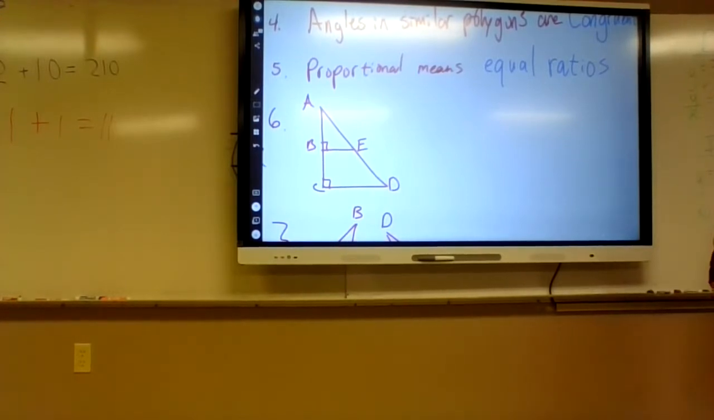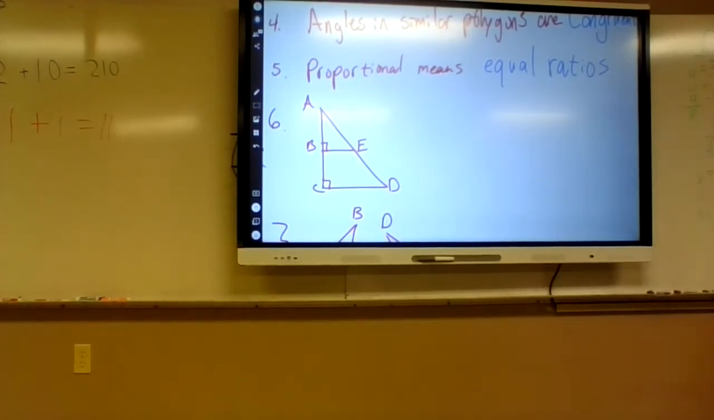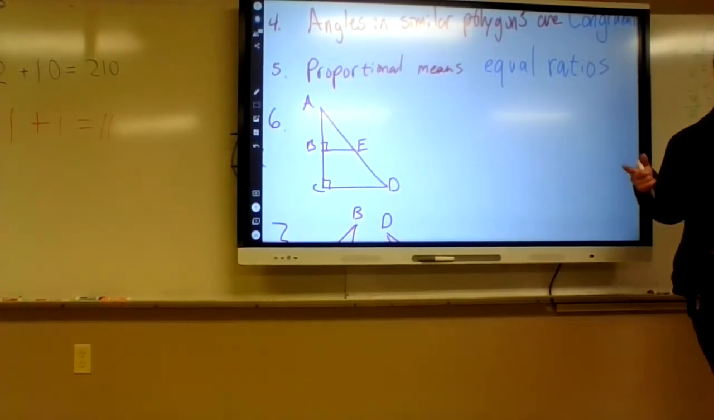Okay, 6 is, I didn't write the directions down because it would take too long, but are the 2 triangles similar? If they are, what's the theorem or postulate that says they are? And write a similarity ratio.